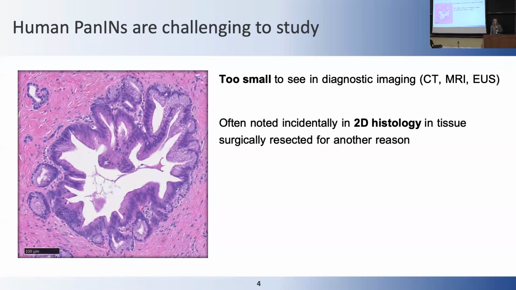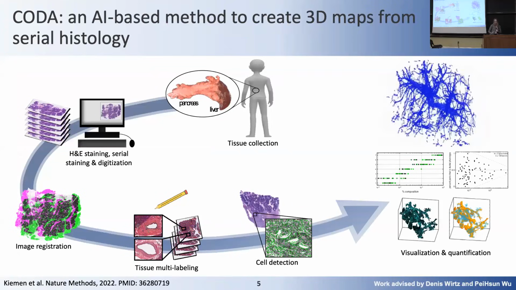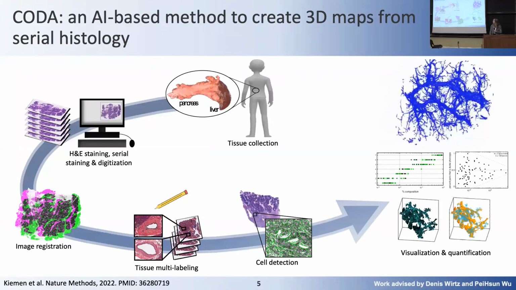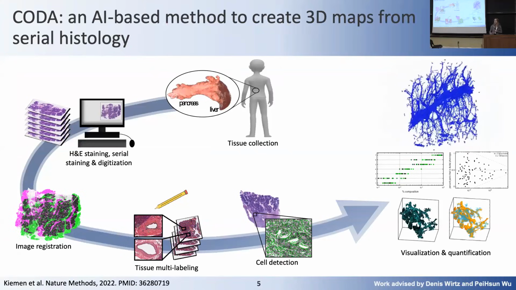Panin is too small to see in diagnostic imaging like CT and EUS. So up until not too long ago, it was almost only studied in H&E. Because of this, we only had a sense of what it looks like in 2 dimensions. And that didn't allow us to study things like connectivity, genuine incidence of these lesions in the human body, and how they might connect with additional anatomical tissues. So actually, Panin was what motivated the initial development of CODA, which is a tissue mapping technique that we now use extensively at Hopkins to study many diseases.